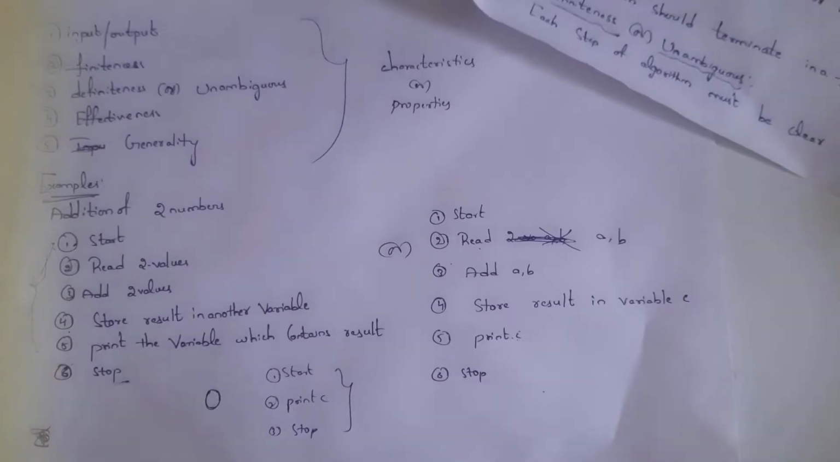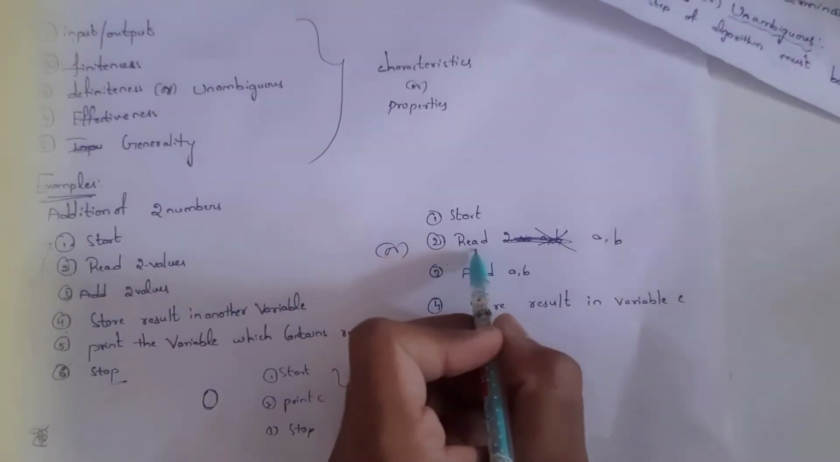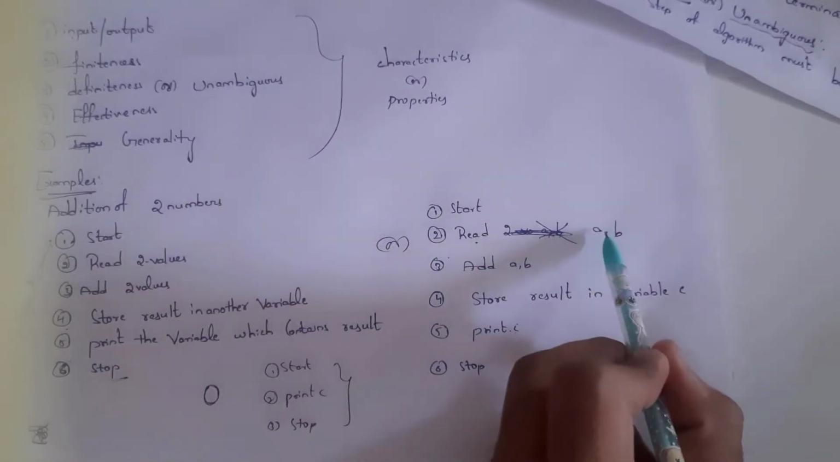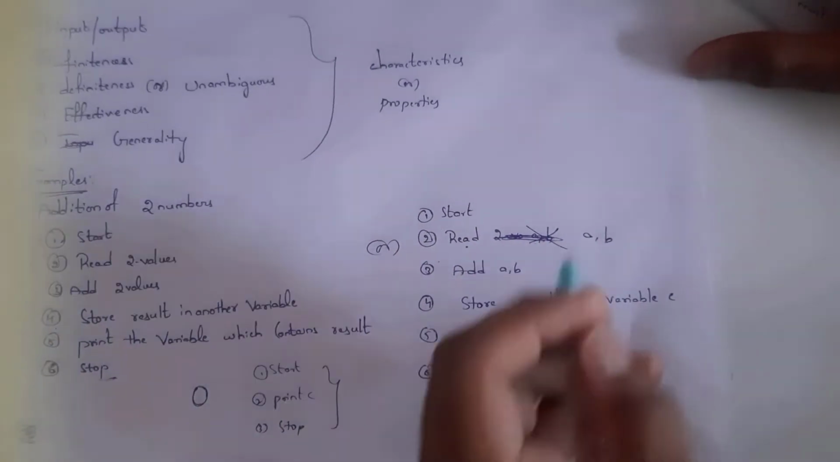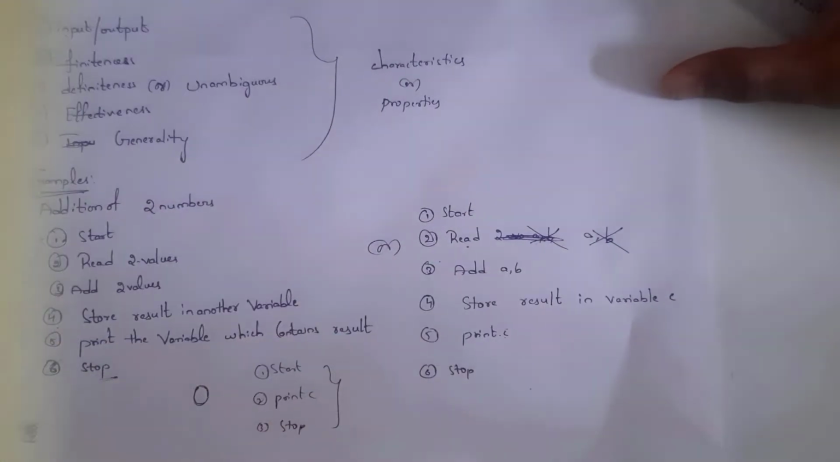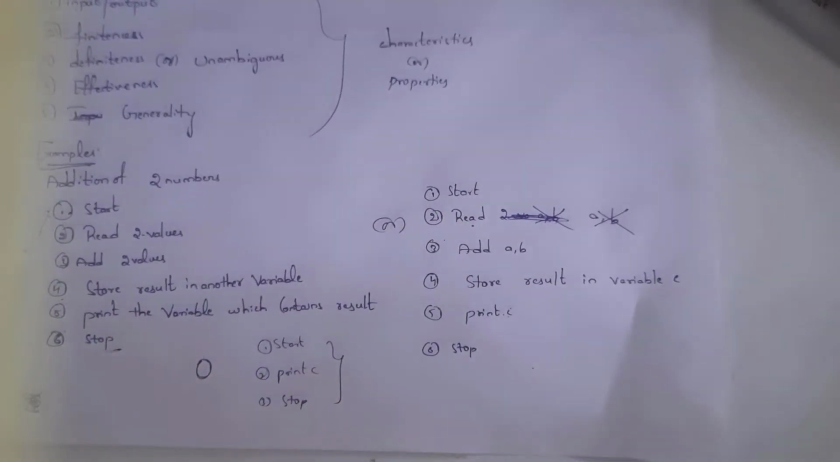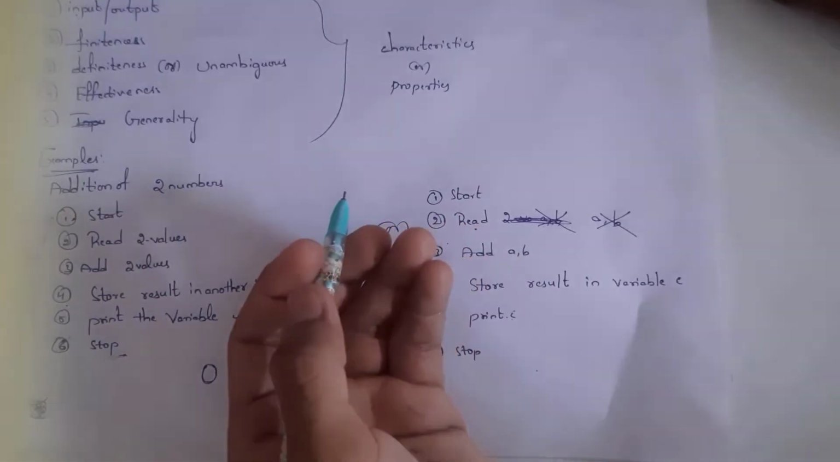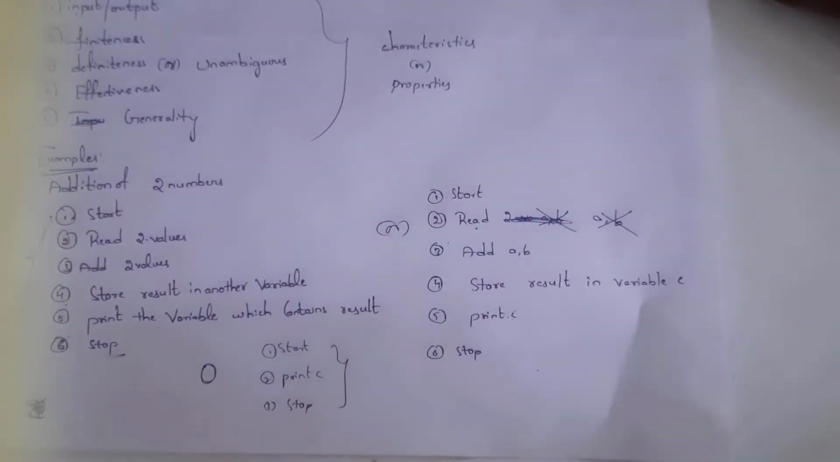For example, in the previous example, I wrote read a, b. This step is clear because I am reading two values a, b. But if I wrote here only read, then it will become ambiguous. Because what should I read? Should I read a or which variable? So it will become ambiguous.